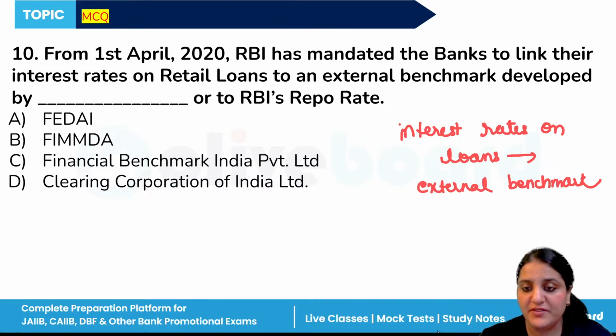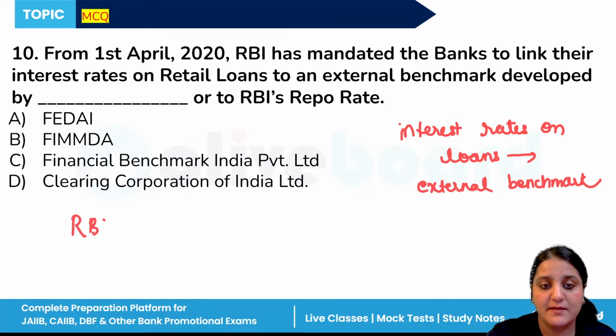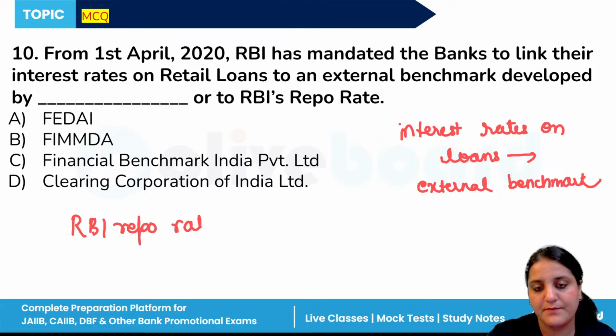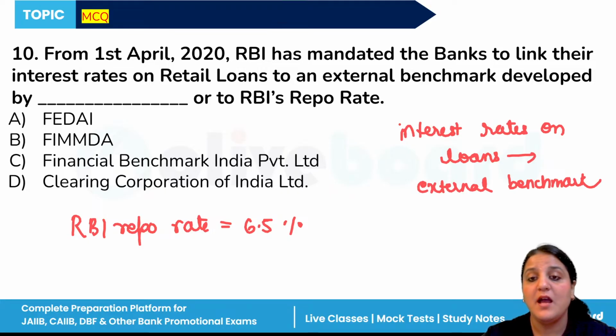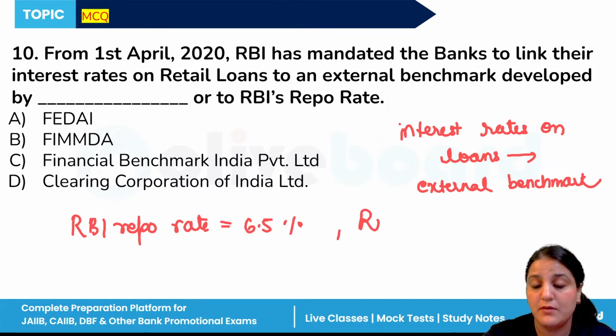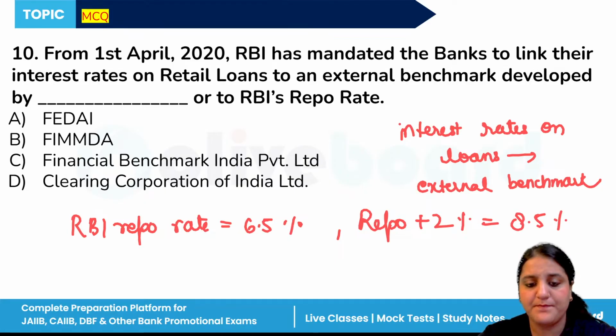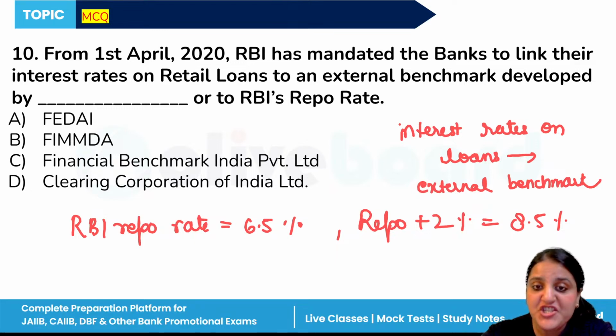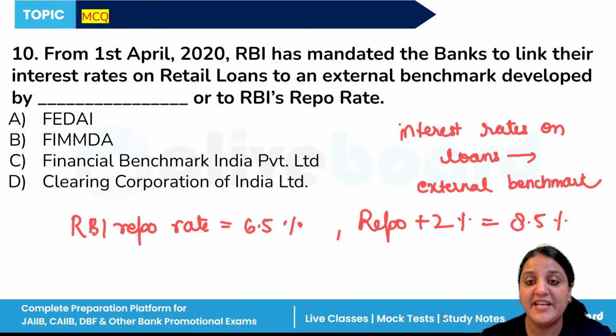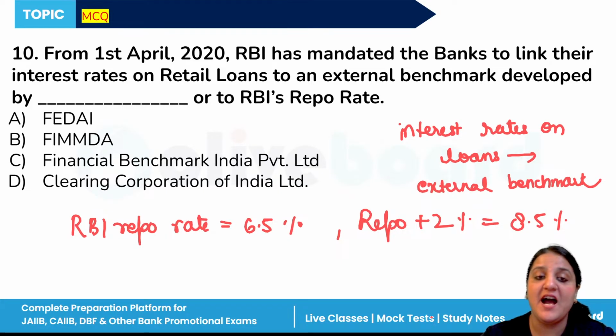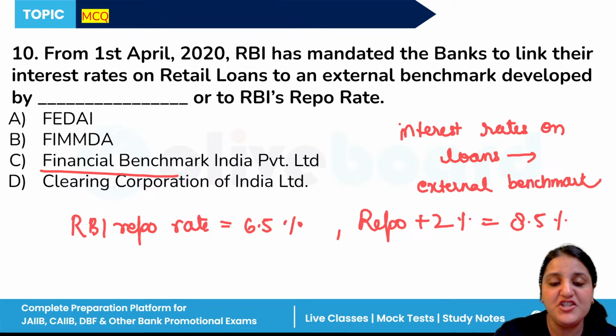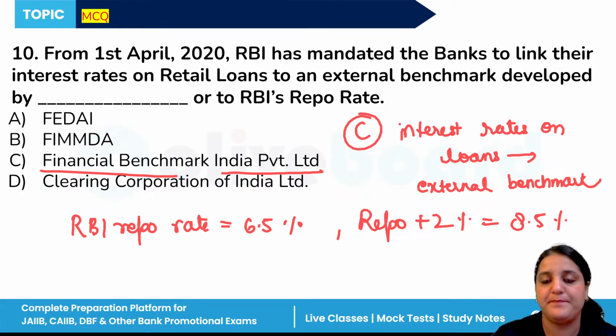So suppose the RBI repo rate is 6.5%, right? And the bank can offer the repo rate plus 2%, which is 8.5%. So any change in repo rate automatically affects the loan rate. So the correct answer here is FBIL, Financial Benchmark India Private Limited.